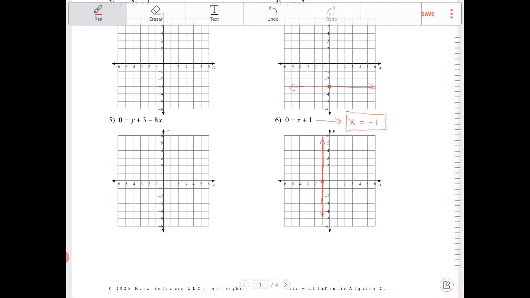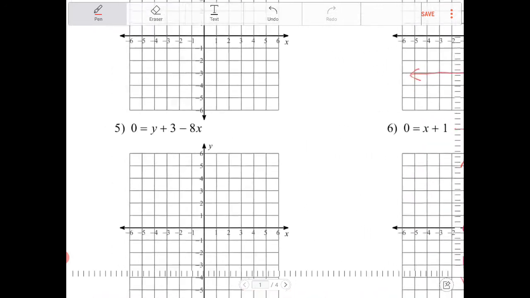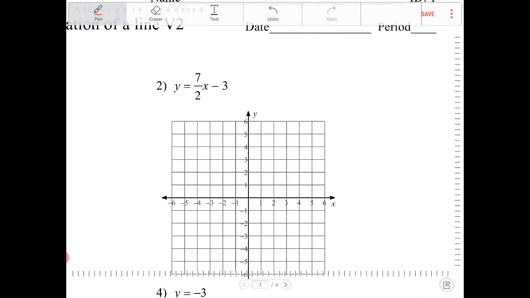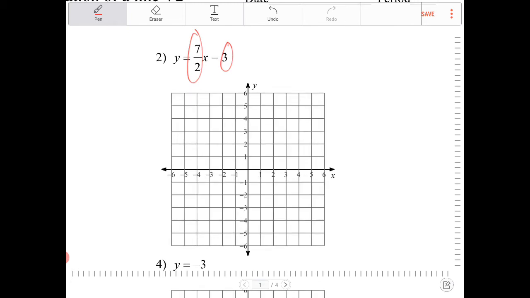Okay? And then we'll do one more example. Let's do this one right here, graphing the equation of a line. We're going to start off again with the slope and then the y-intercept. The y-intercept is -3, which means I'm going to pinpoint -3 here.